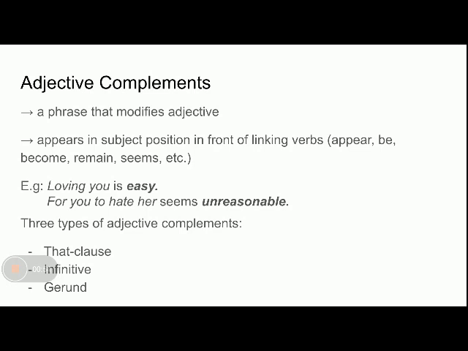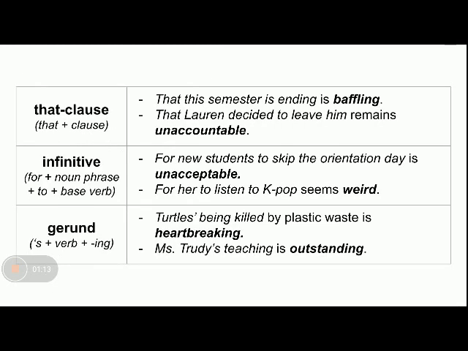Another example is for you to hate her seems unreasonable. For you to hate her here is the complement of unreasonable. There are three types of adjective complements. The first one is that clause, the second one is infinitive, and the third one is gerund. They will be explained in the next slide. So these are the three types of adjective complements.